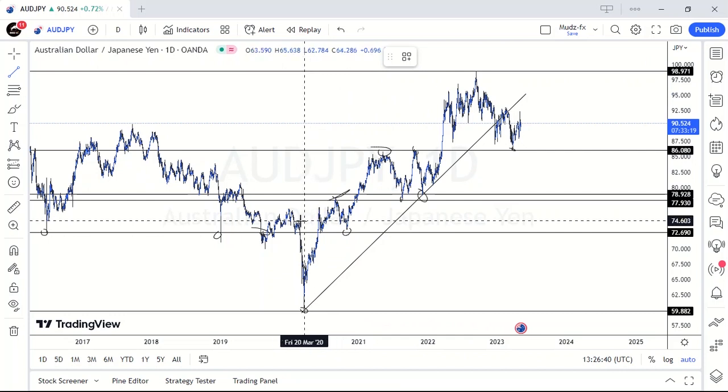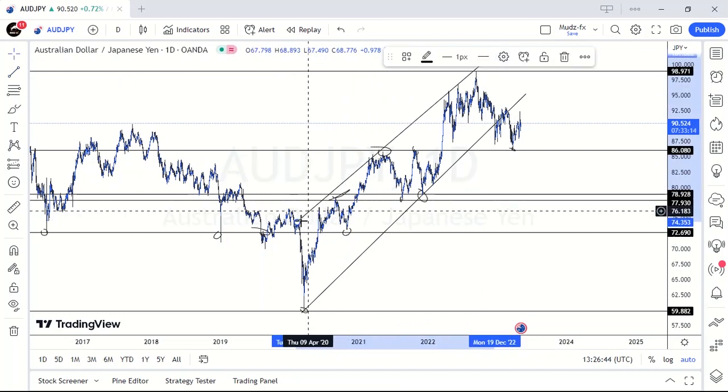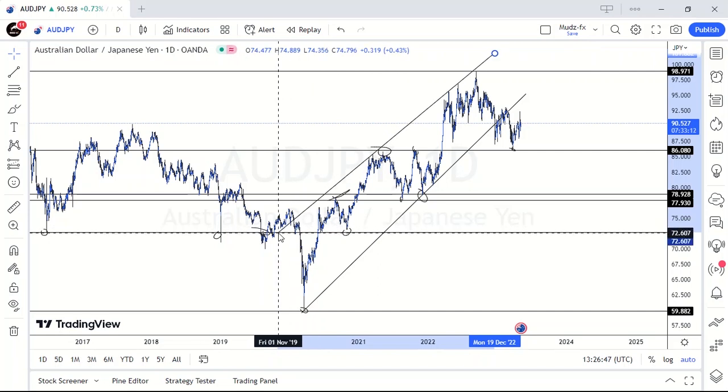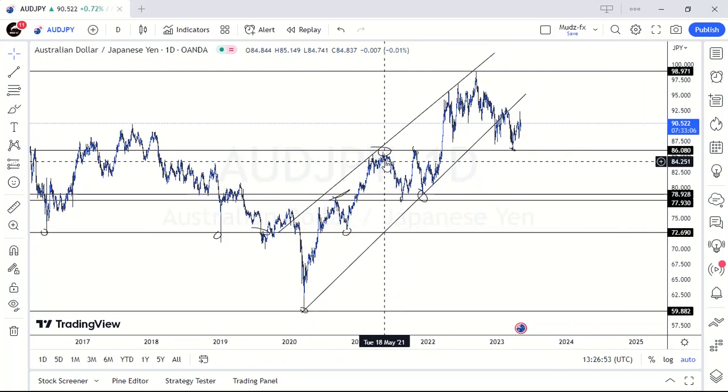Right now I'm gonna draw my other trend line that is going to be above the highs. I'm going to connect it with the higher highs just to complete the uptrend here.